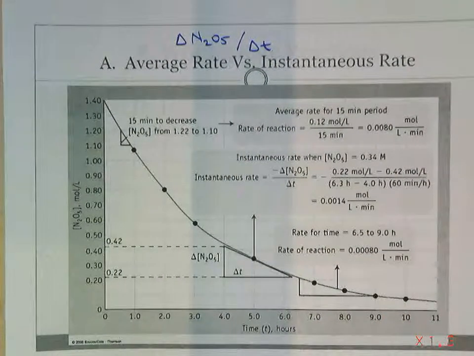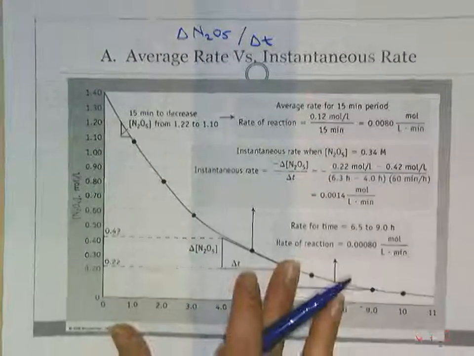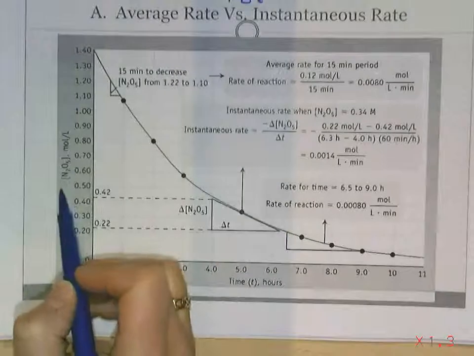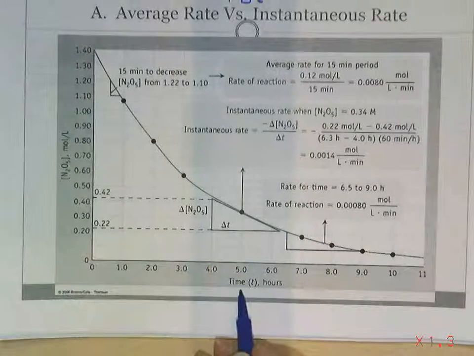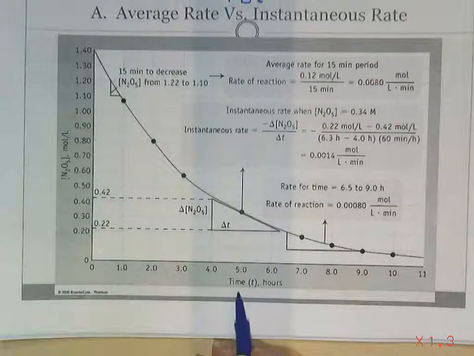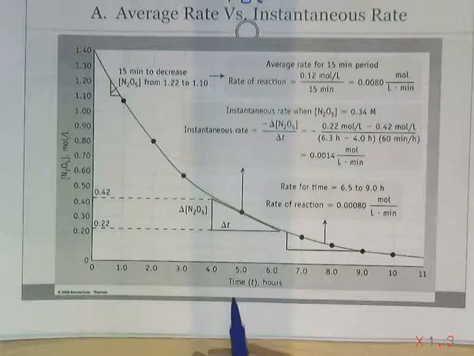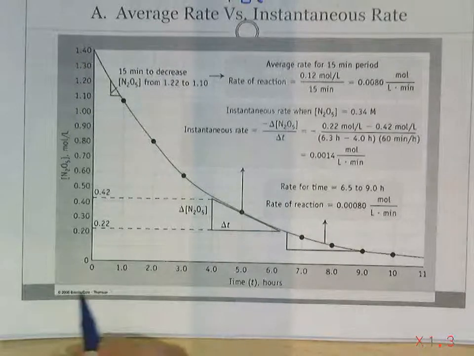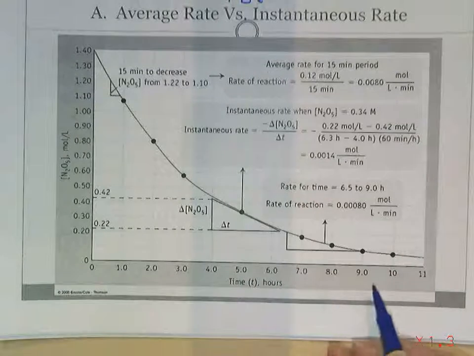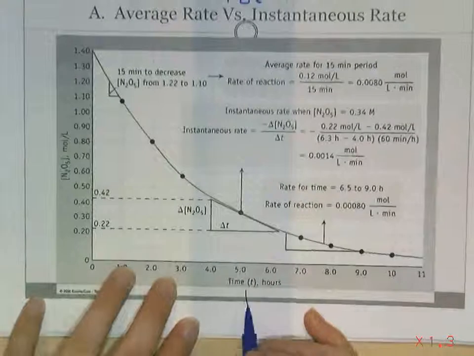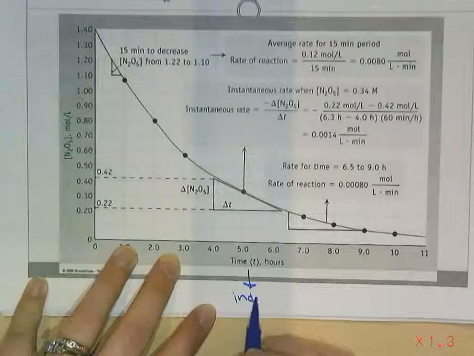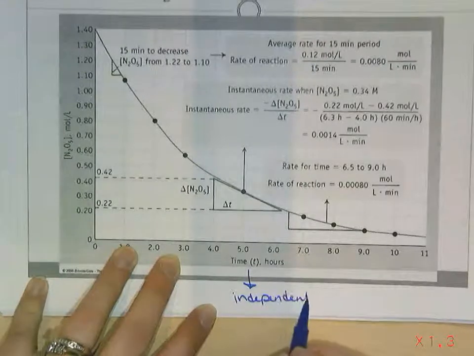So on the y-axis, I graphed concentrations. That is concentrations of N2O5. And on the x-axis, I graphed time. Right, I put time on the x-axis because that's independent. Time's going to march on regardless of what you're doing in the reaction. So this guy always has to be the independent variable. This is the dependent.